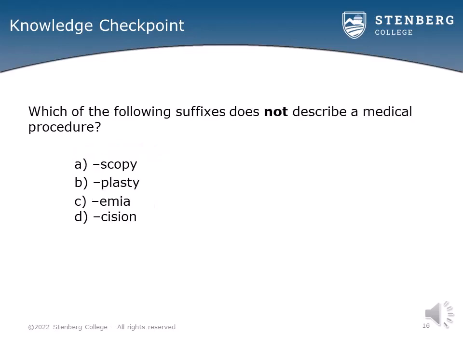Which of the following suffixes does not describe a medical procedure? Is it A, scopy, B, plasty, C, emia, or D, scission? The correct answer is C, emia.